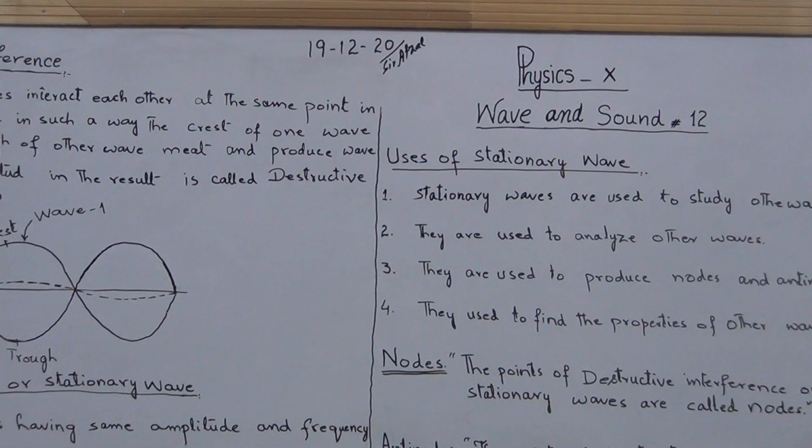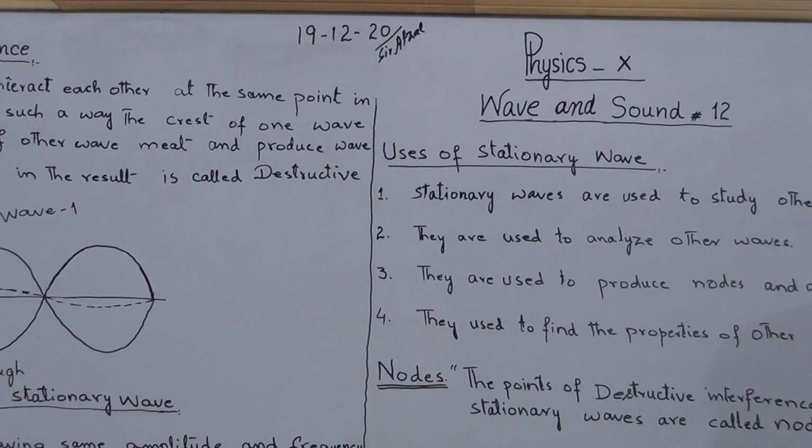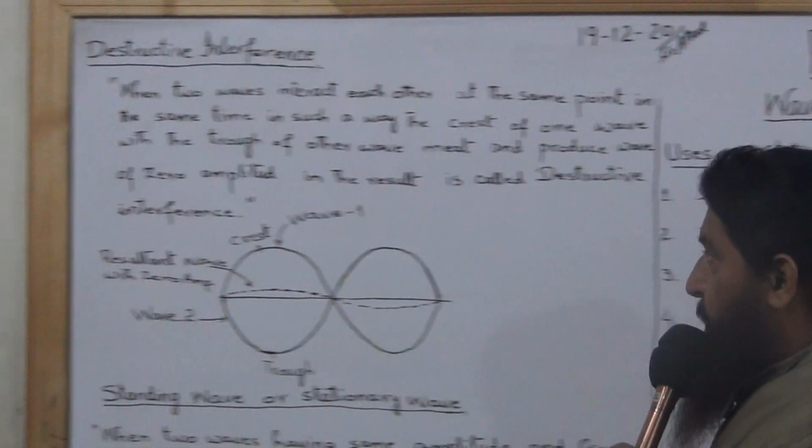Okay, dear students, welcome. We are studying chapter 12, waves and sound. In the last class, we discussed constructive interference. The other type of interference is destructive interference.